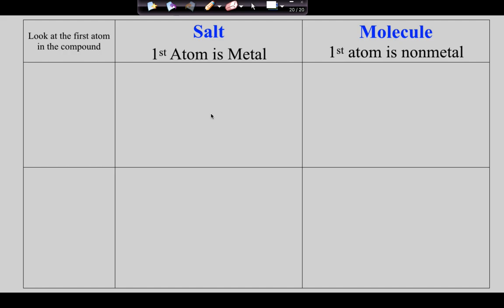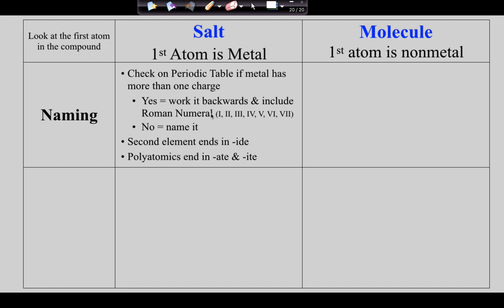And once you know if it's a salt or a molecule, you then know how to write the name. So if it is a salt, writing the name could require Roman numerals. So remember what you learned last time in class. Look up the metal. So as you're doing this, what you're going to do is you're going to check the metal on the periodic table and figure out if it has more than one charge. If it does, then you're going to work it backwards and use a Roman numeral. If it does not have more than one charge, then you're simply going to name the salt.